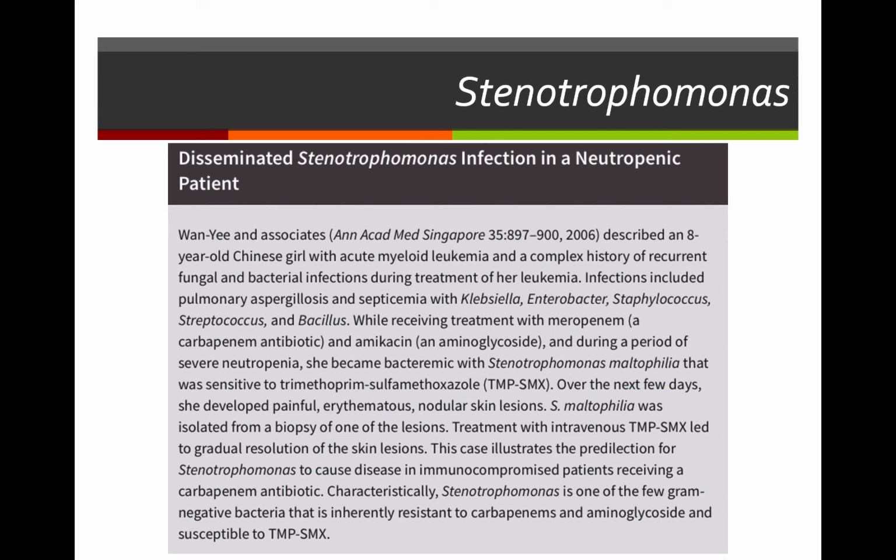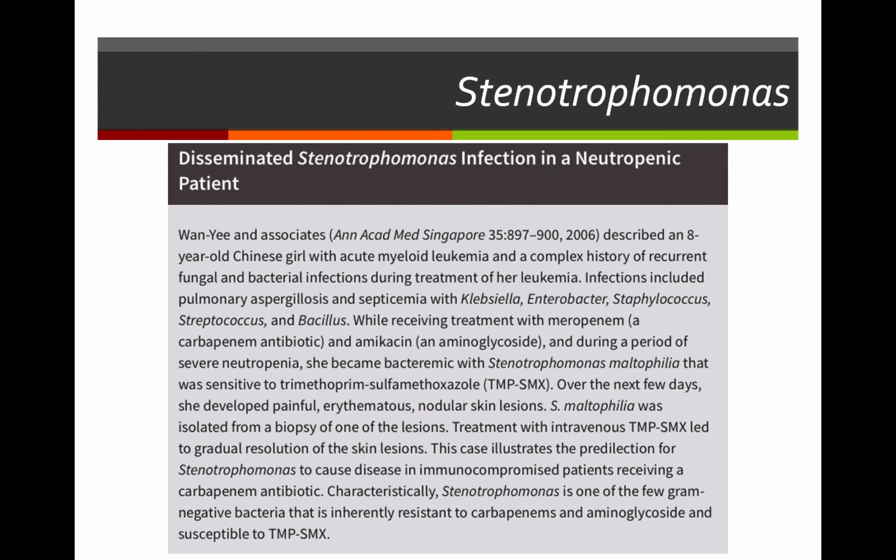But anyway, Stenotrophomonas here in a patient who is neutropenic, meaning they have decreased levels of neutrophils. So this is an 8-year-old Chinese girl with acute myeloid leukemia. Leukemia is the pits, absolutely the worst. Awful, awful disease, totally suppresses the immune system. So of course, this poor patient has a complex history of recurrent fungal and bacterial infections, including pulmonary aspergillosis. We'll talk about Aspergillus when we talk about fungi, but septicemia with Klebsiella, Enterobacter, Staphylococcus, Streptococcus, and Bacillus.